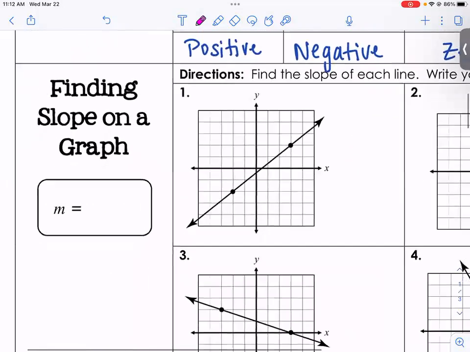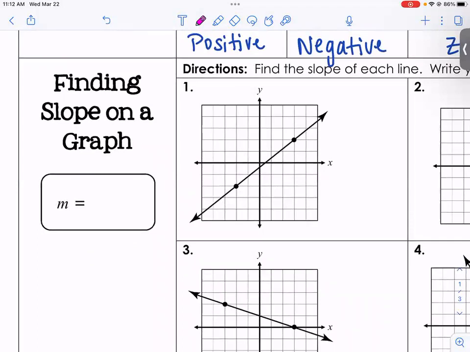All right, so right here, where it says m equals, I want you to write rise over run. Every graph that you see before you has two coordinates, and we are going to count the rise and the run. But I also want us to think about whether we have positive or negative slope.